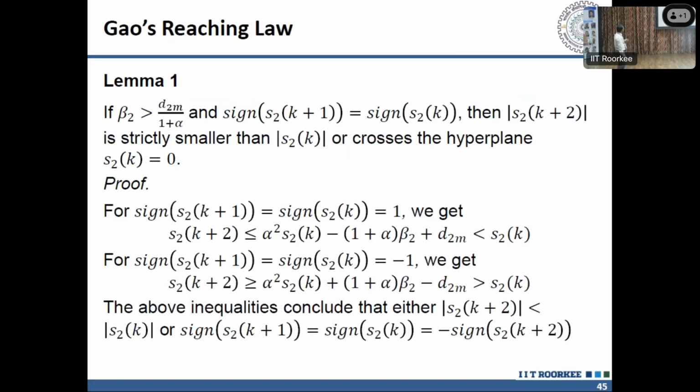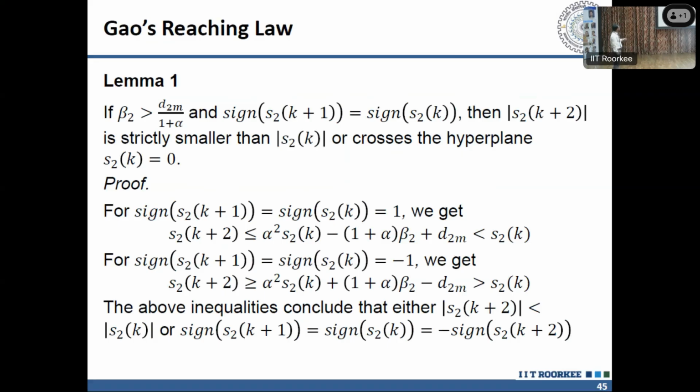So, how can we show the proof? It is very simple. If we have the sign considerations, we can put that in the reaching law. We get this S2K plus 2, and if we extremize everything, this will be less than or equal to this. So, we have put the maximum value of D2M. Any other value of S2K plus 2 will be less than this maximum value. But this also has to be less than S2K.